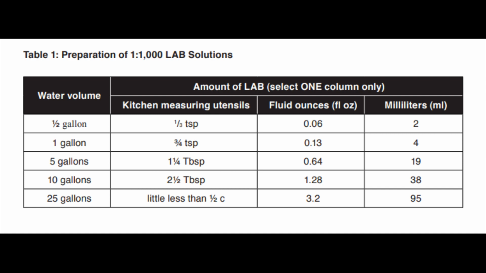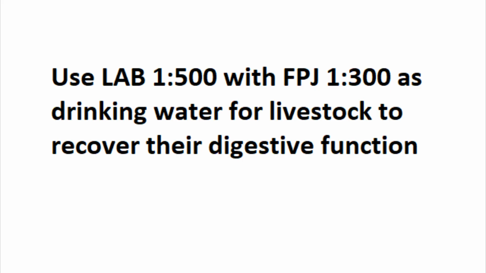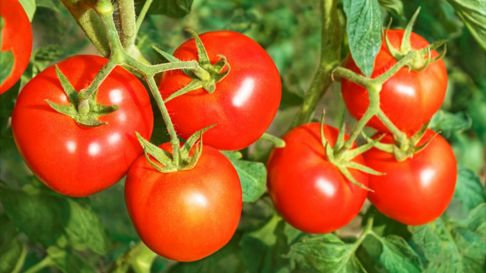Fields will recover fertility and the soil will become soft and fluffy if IMO mixed with LAB is sprayed on the field. Use LAB 1:500 with FPJ 1:300 as drinking water for livestock to recover their digestive function. Using LAB too much will decrease the sweetness. LAB are extremely effective in making fruits and leaves large, but the amount of LAB used should be reduced approaching the later stages.